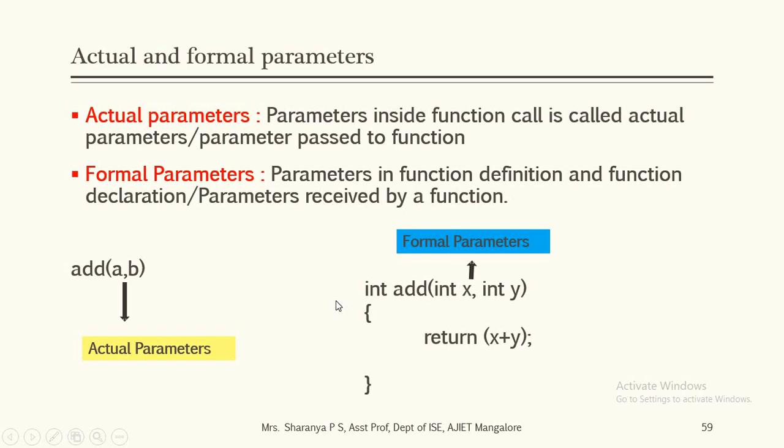So, as a concluding remark, actual parameters are the parameters which are present in the function call, and formal parameters are the parameters which are present in the function definition. There is no restriction that the parameters present in the function definition should match those in the function call. Here we have used a and b, and here you could see there is x and y. It is not necessary that we use a and b itself, because when it is processed, the values present in a and b are copied into x and y. So it does not matter what kind of variable you are using in the function definition. This is how the actual and the formal parameters are present in the functions.